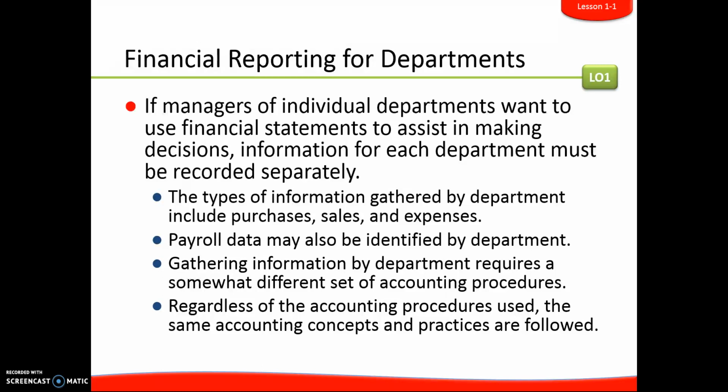So the types of information that could be gathered by departments could be things like you might have a specific purchases department, you could have a specific sales department, and you could have a department specific for expenses. Another department might be for payroll, so dealing with salary. So when we start gathering information by department, it's going to require us to have a bit of a different set of accounting procedures, which are going to look a little different than what we've done before.